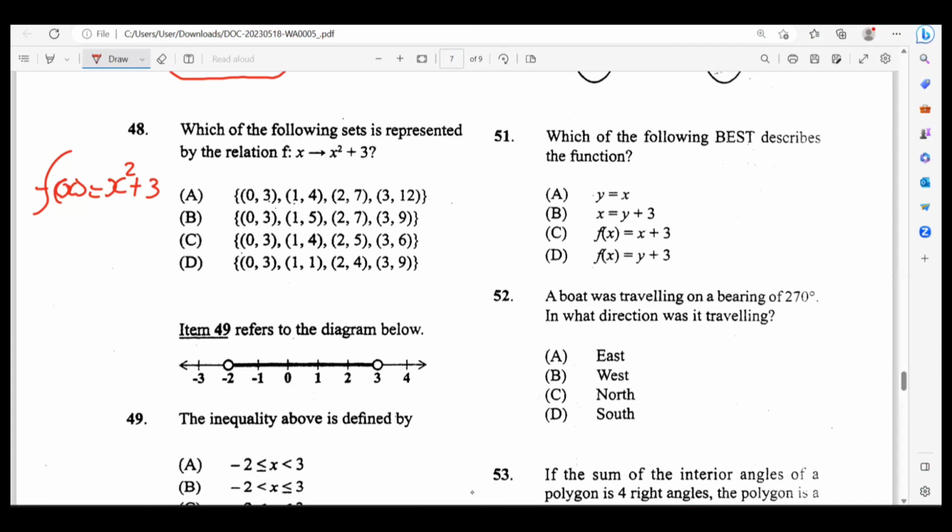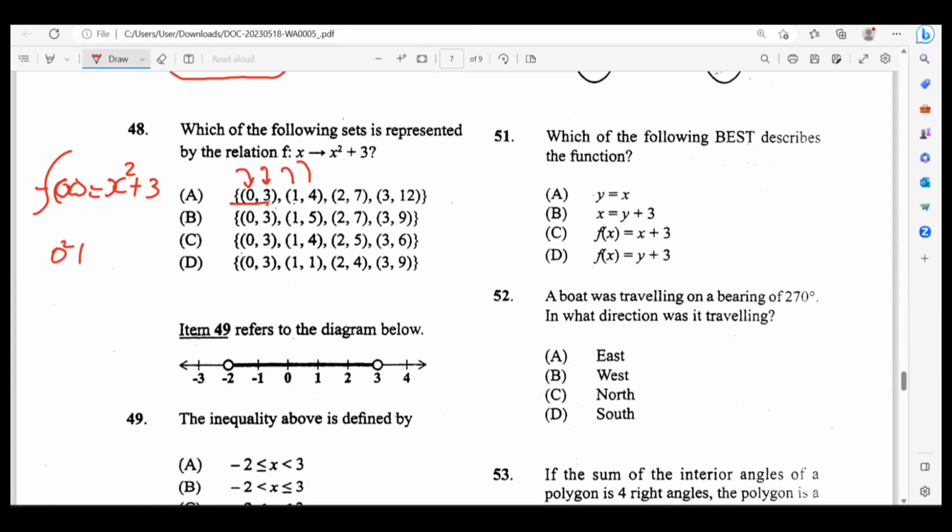You're going to be looking at your x values, and you want to see if you square it and then add 3, whether you get this. You're going to pick your x value, square it, add 3, and see if you get this. So let's look at this one first.